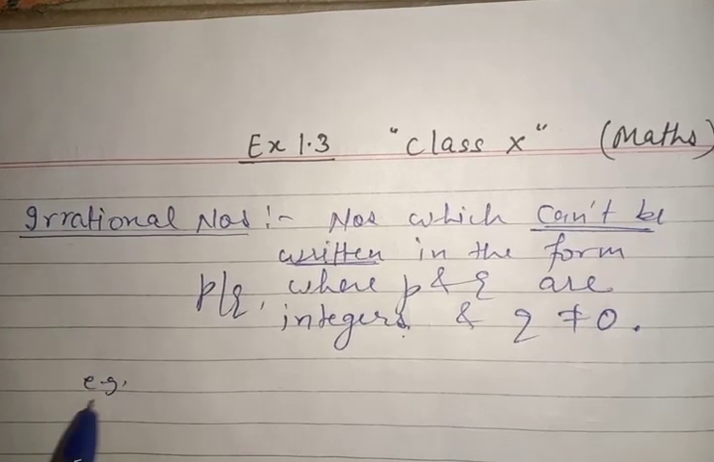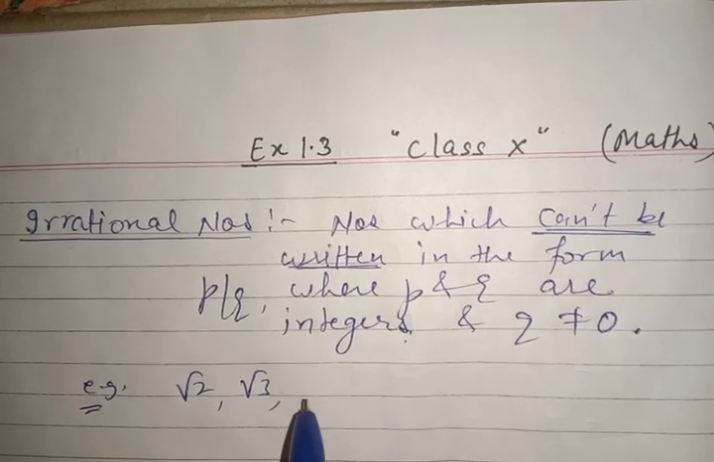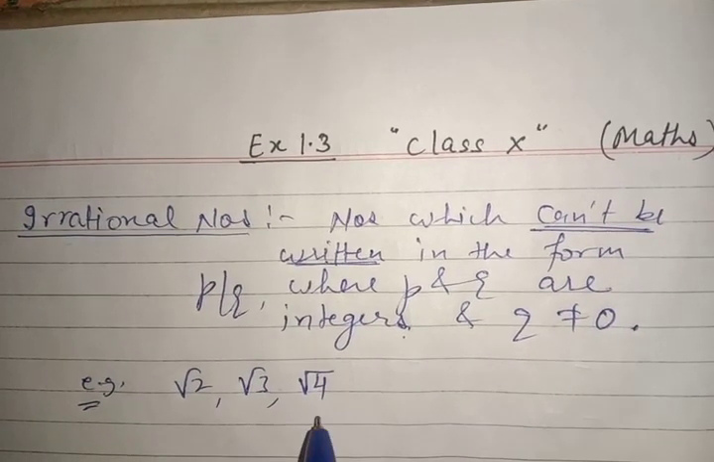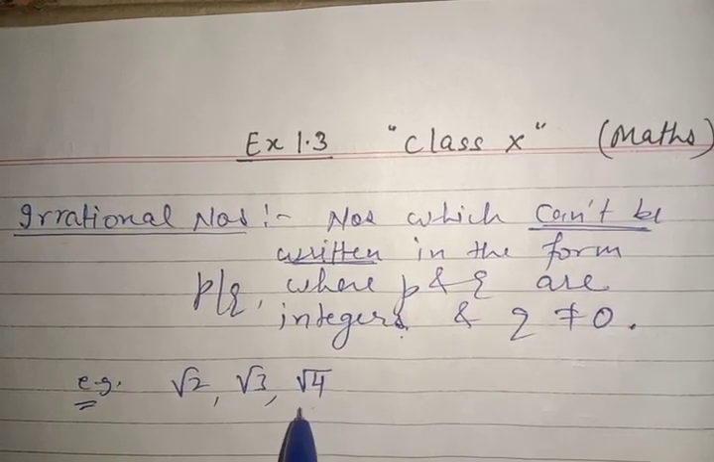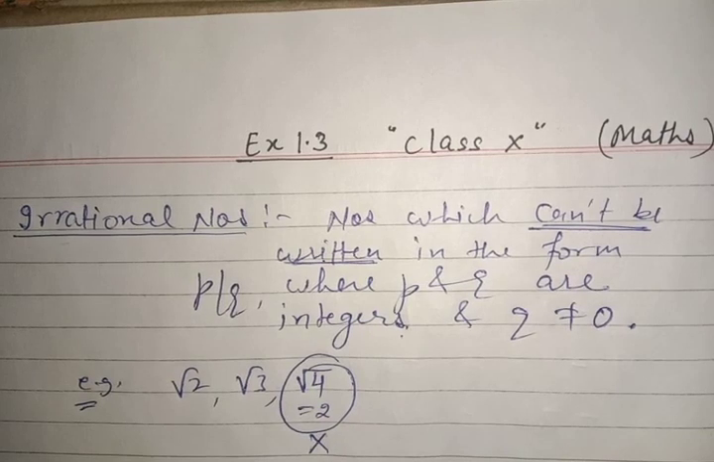For example, first of all, I am telling you the examples of irrational numbers: root 2, root 3. Can you tell me root 5 is irrational or not? No, because root 4 is exactly equal to 2. So this is not a member of this family. Root 4 is rational.